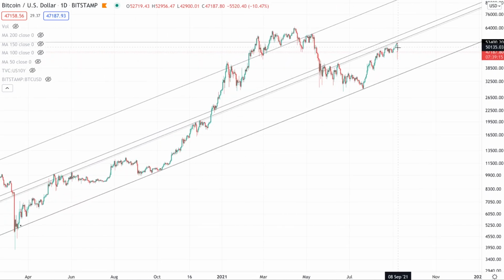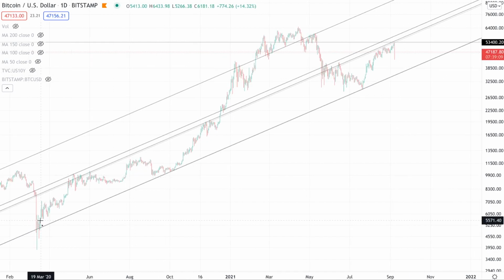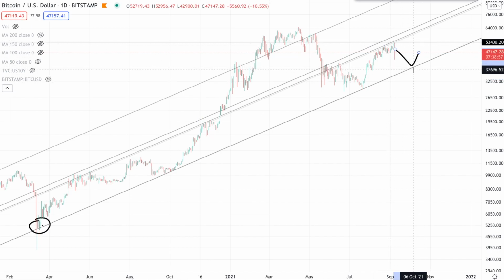In my eyes, Bitcoin remains bullish as long as we remain in this price channel here. We have very strong reactions. So we could see a move back down to 40K. That's the worst possible scenario in my eyes. 40K and then a big bounce.